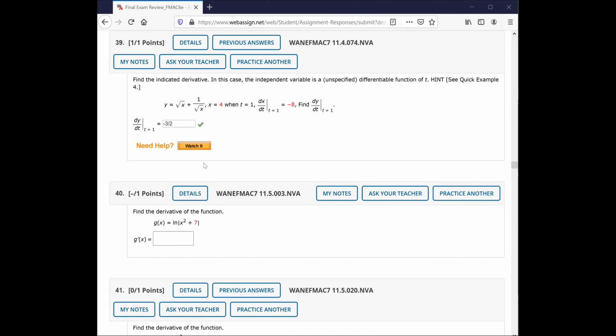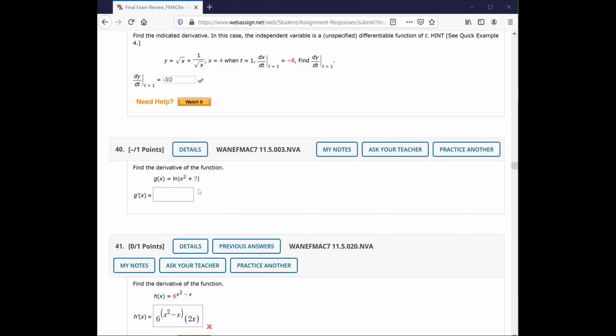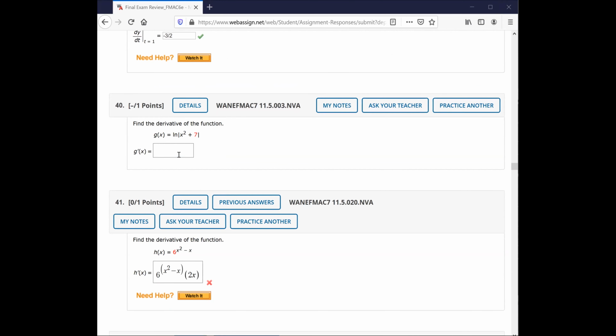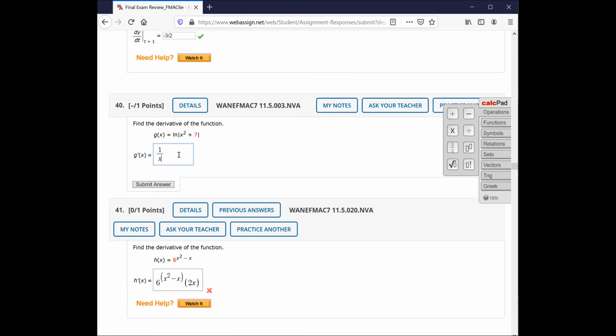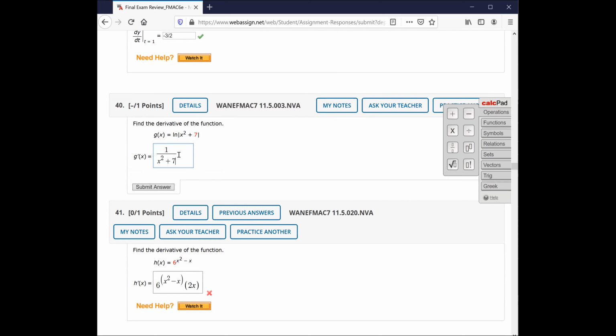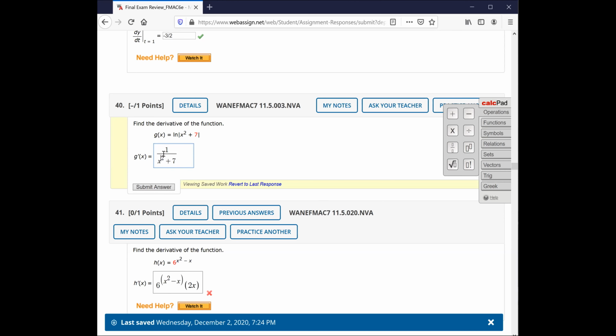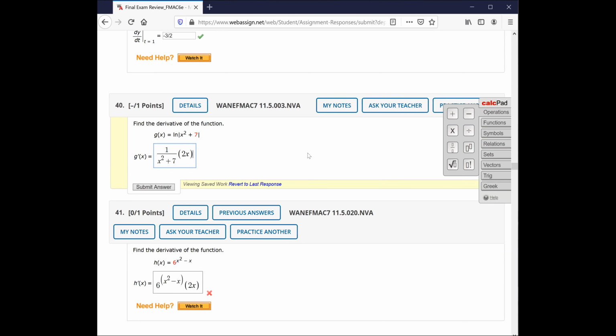Okay, so do we need to go through 40? Yeah. So the derivative of natural log is always 1 over the inside function, which is there. Hopefully you see that on the screen. And then you multiply, times the derivative of the inside function. So the derivative of the inside function is 2x. That's it. There's nothing else to do. I forgot that rule.